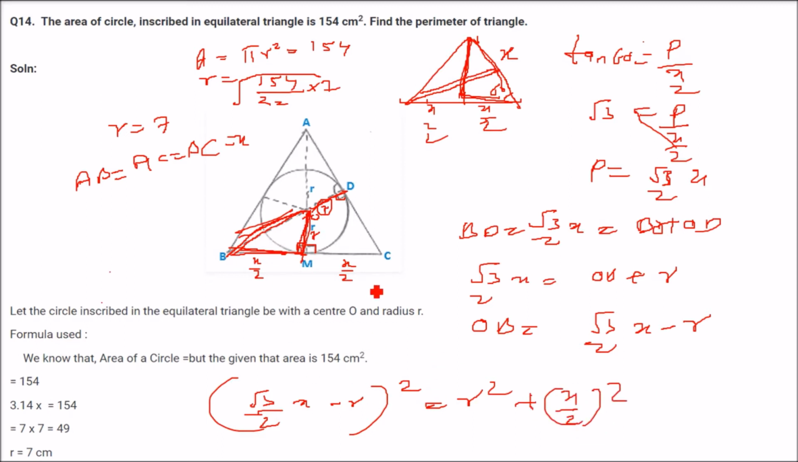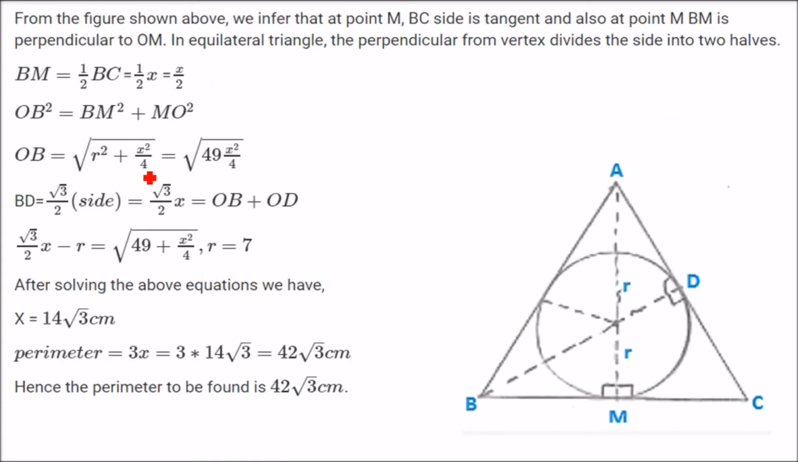Okay. Now this is what we got. (√3/2 x − R)² = R² + (x/2)². So this is the equation we are getting. Now let me solve this equation. I'll just open this equation. So (√3/2 x − R)².